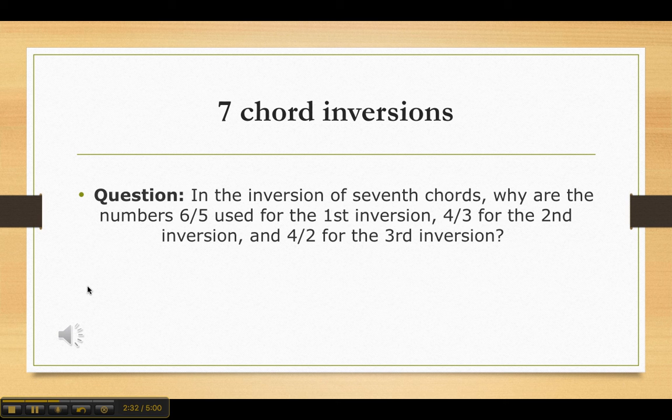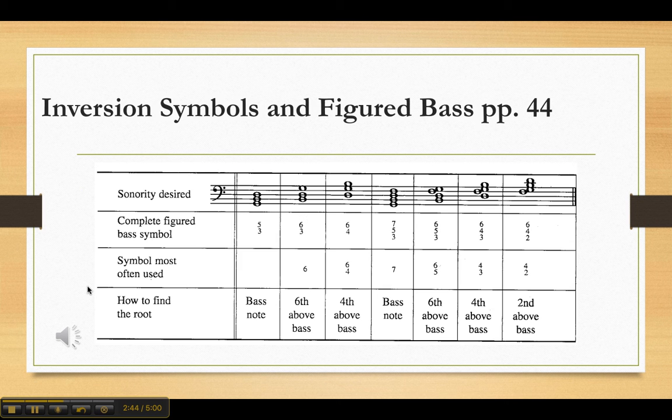Question: in the inversions of 7th chords, why are the numbers 6, 5 used for the first inversion, 4, 3 for the second inversion, and 4, 2 for the third inversion? And the answer is, voila! This beautiful chart that you're going to find on page 44 in your Tonal Harmony book, inversion symbols and figured bass. If you see, we're going to concentrate on the sevenths.